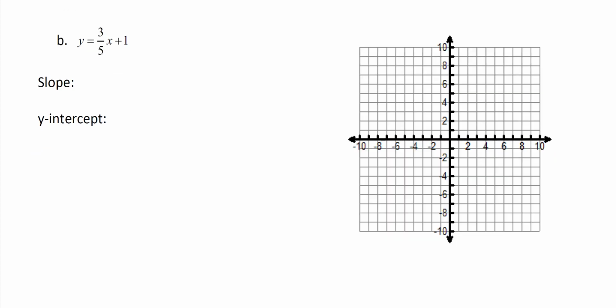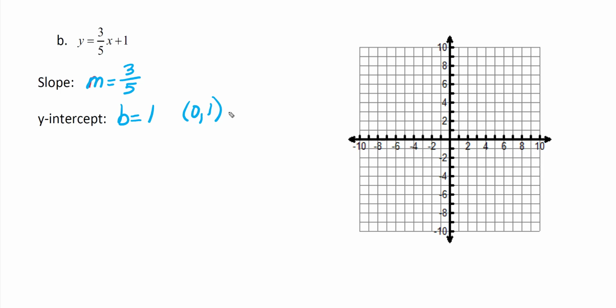Our next problem is y equals 3/5 x plus 1. So in this problem, our slope, which is our m value, is going to be 3/5. And our y-intercept is our b value, which is a positive 1. Or we can write it as the ordered pair 0 and 1.